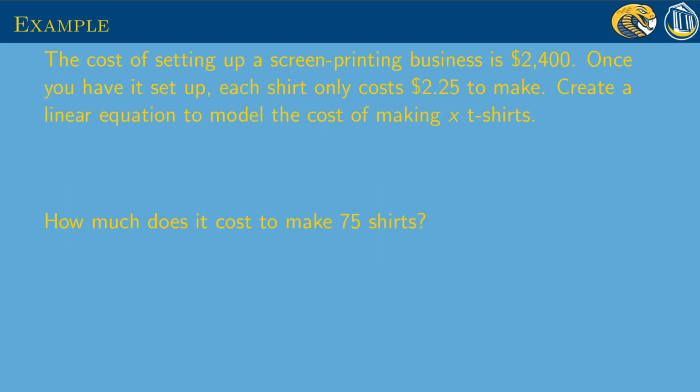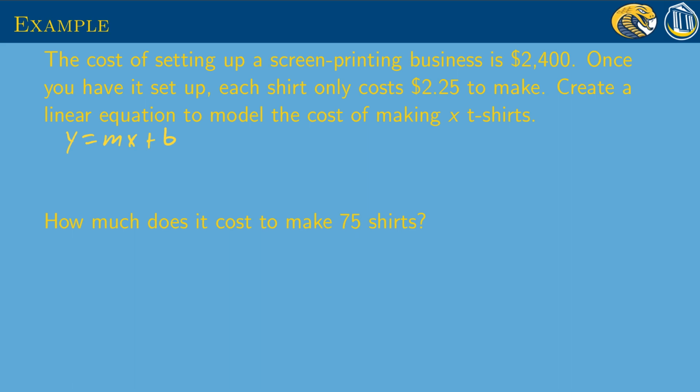Let's do an example. The cost of setting up a screen printing business is $2,400. Once it's set up, each shirt costs $2.25 to make. We want to come up with a linear equation, y equals mx plus b, modeling the cost of making x t-shirts. So as x increases, we want to figure out how to model the cost of making our t-shirts.